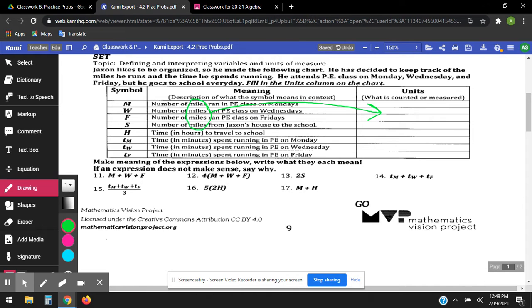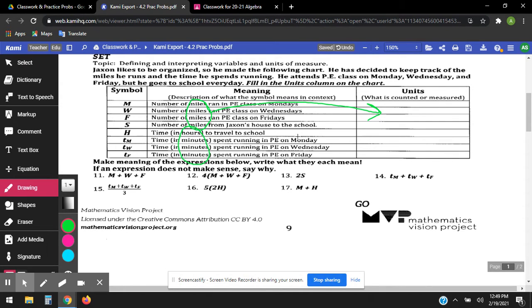Number of miles. He ran 3 miles on Monday. He ran 4 miles on Wednesday. He ran 12 miles on Friday. Number of miles from Jackson's house to the school. It's 3 miles away. All those labels are going to be in miles. And then in these, we're all in time. It just depends on which time unit he's talking about. So time in hours to travel to school, that would be hours. But all the rest are saying time in minutes.